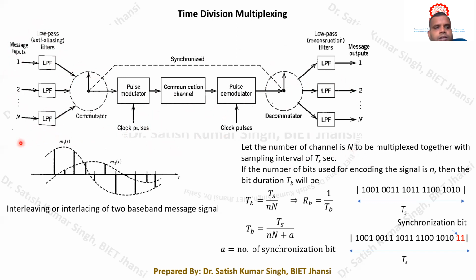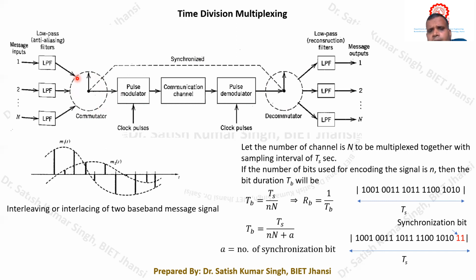If it is the number of signals that you want to multiplex, this capital N, and let us say the sampling interval that we have taken, the interval between two samples of the same message signal, is equal to TS. Remember that this is not our usual sampling interval. It will be the interval in which this commutator will make one rotation. Once it is connected at this point, again after TS seconds it will be connected to this point only. So this will be our sampling interval.